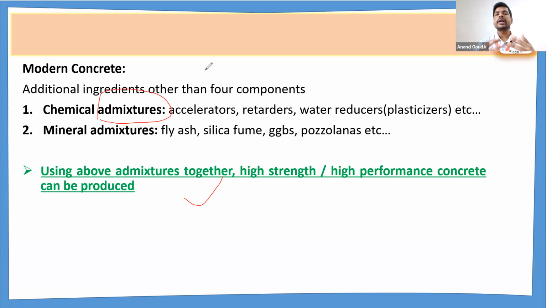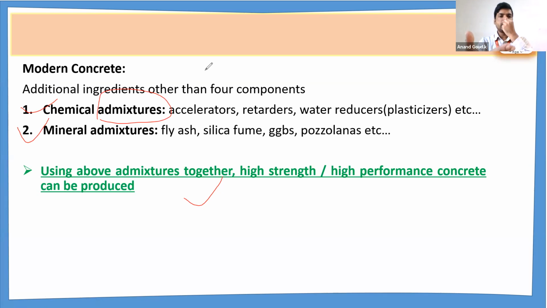In this admixture, we will have two types. The first one is chemical admixture, and the second one is mineral admixture. By adding these two admixtures, we are going to improve the concrete properties. Now coming to the definition.